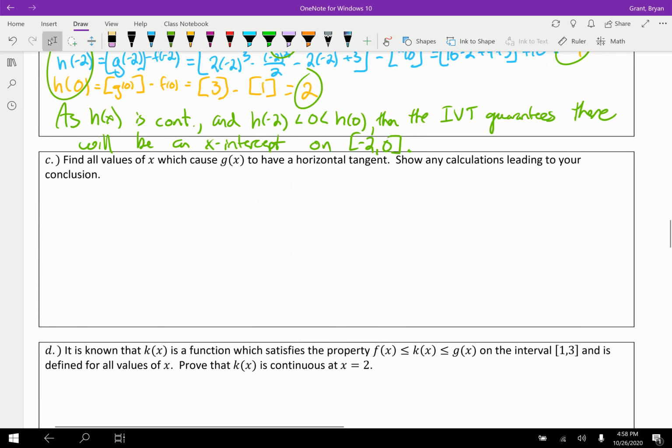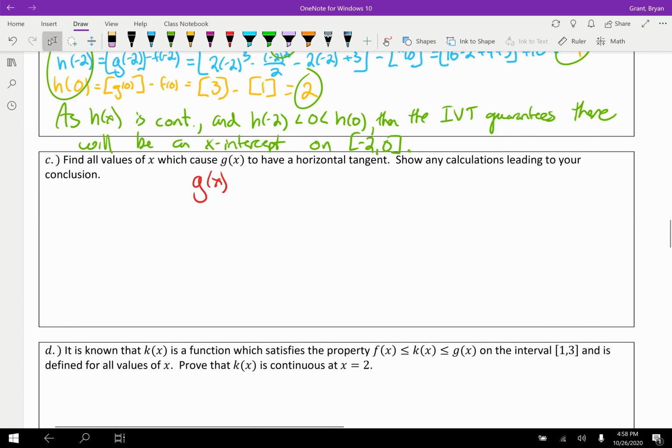All right, part C. Find all values of x which cause g of x to have a horizontal tangent. Show any calculations leading to your conclusion. Well, okay, horizontal tangent. I think this is actually not a theorem. They actually want us to find the values, not guarantee the values. So let's get to it. For something to have a horizontal tangent, there's my horizontal tangent. That's a slope of 0. Slope? Oh, we should probably take the derivative.